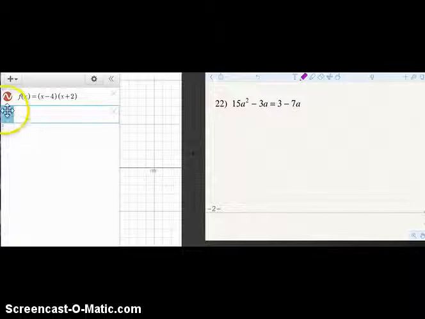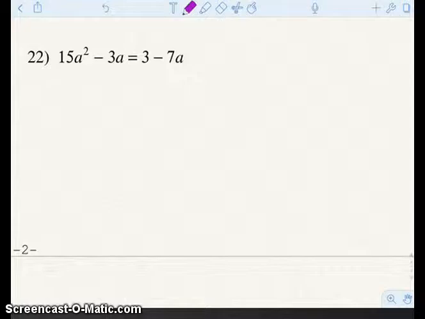The key thing here is really just getting the quadratic all by itself. So regardless of what's on the other side, everything needs to be on one side of the equation and there needs to be a 0 on the other. So I'm not going to solve this one for you. You guys can solve it on your own.